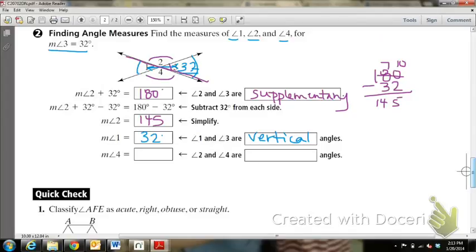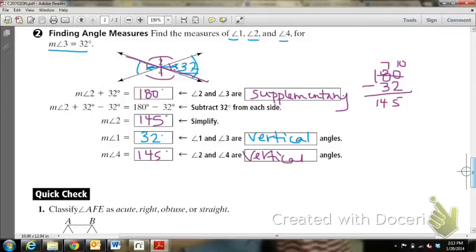Now angle 2 and angle 4 are right across from each other, so they're vertical. So they're going to be the same. So if 2 is 145, so is angle 4. Okay? And that's how you can find your missing angles. Anybody who's across the X from each other is going to have the same measurement. They'll be congruent. And anybody who's next to each other is going to be supplementary or add up to 180.